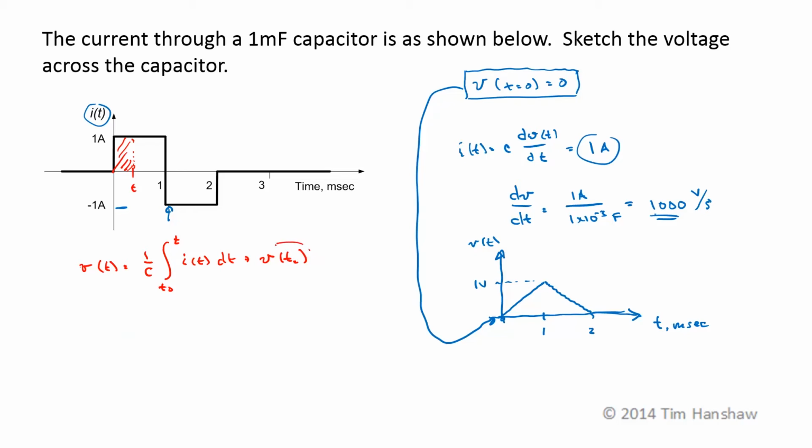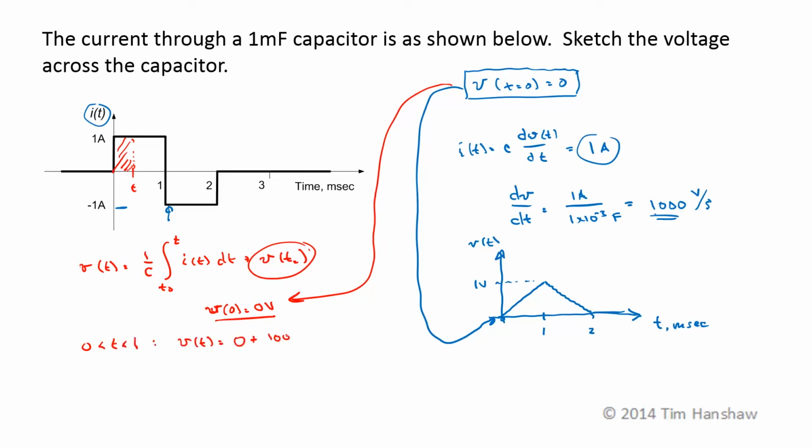Since we start out at v(t0), so v at 0 is equal to 0 volts, again per the given initial condition, then for t between 0 and 1, v(t) will be 0 plus 1,000, since 1 over 1 times 10 to the minus third is 1,000, times the integral from 0 to t of 1 dt. So this, again, just increases at a constant rate. When t is equal to 1 times 10 to the minus third seconds, this total integral is 1, so I get to 1 volt here.